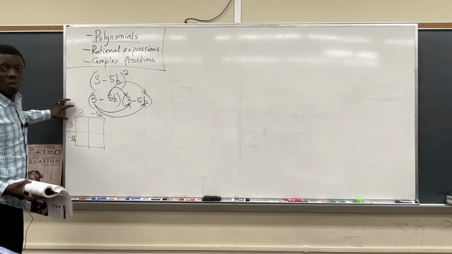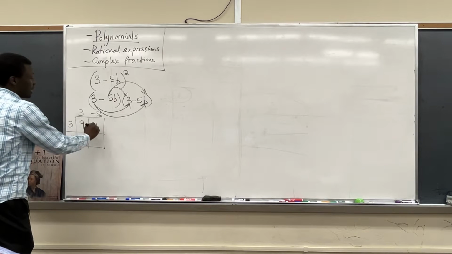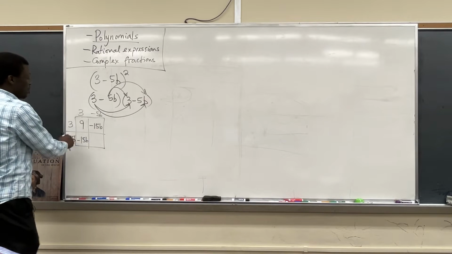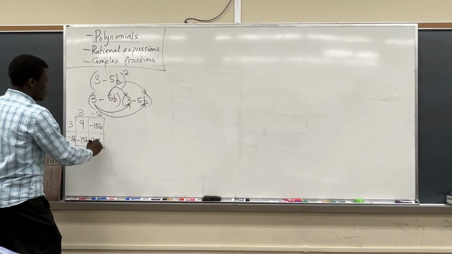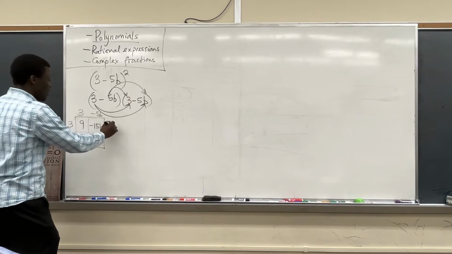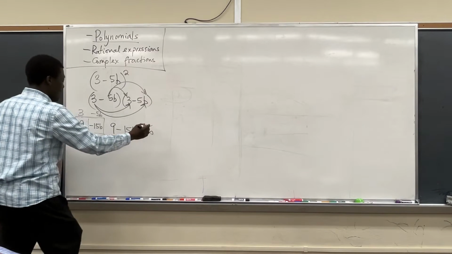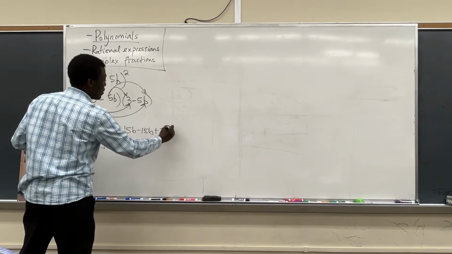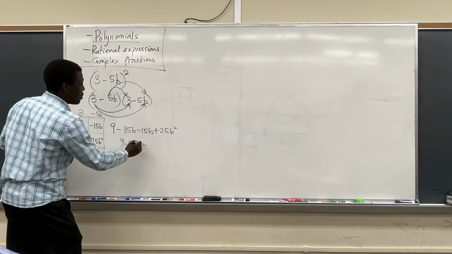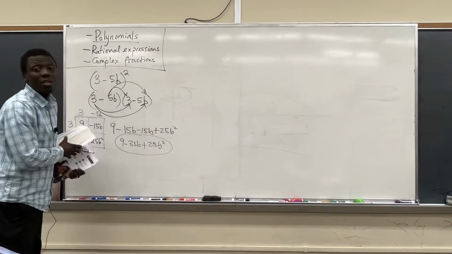So these two will multiply and give us 9. These two will multiply and give us negative 15b. These two will multiply and give us negative 15b. Those two will multiply and give us 25b squared. So basically, we write out all these, and it becomes 9 minus 15b minus 15b, and then plus 25b squared. So when we do that, we get 9 minus 30b plus 25b squared. That would be the answer to that question.